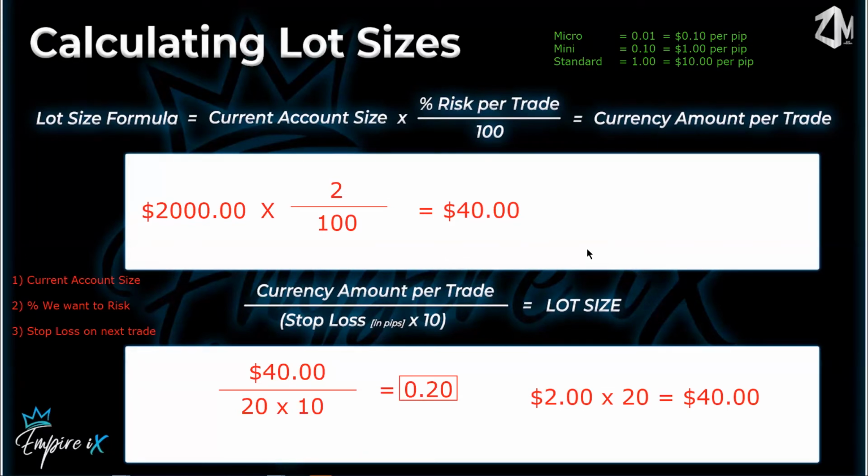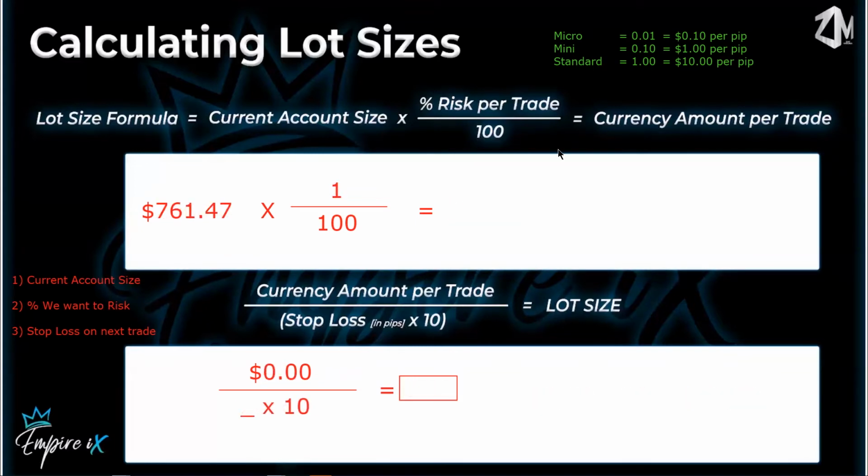Let's do one more example of an account size that is not so perfect, like 2,000 or 500 US dollars. So in our final example here, let's say we have a $761.47 account size, and we want to risk 1% per trade on this setup. Okay. This is going to be a more realistic account size that you're going to come across as you've taken a few trades. So let's go ahead and do the exact same formula.